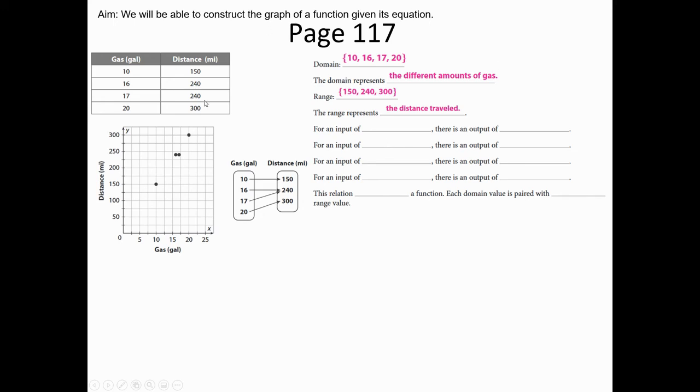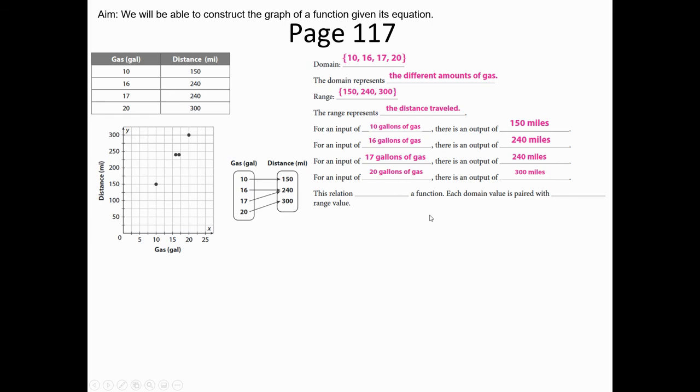So with all this information here, we can actually answer these fill in the blanks. It says for an input of 10 gallons of gas, guys, what's the distance? I'm going to use the graph this time. 10 gives me 150. How about an input of 16 gallons of gas? I'm going to look at the graph once more. 16 gives me about 240 miles. 17, also 240. An input of 20 gallons of gas gave me about 300 miles. It's pretty good.